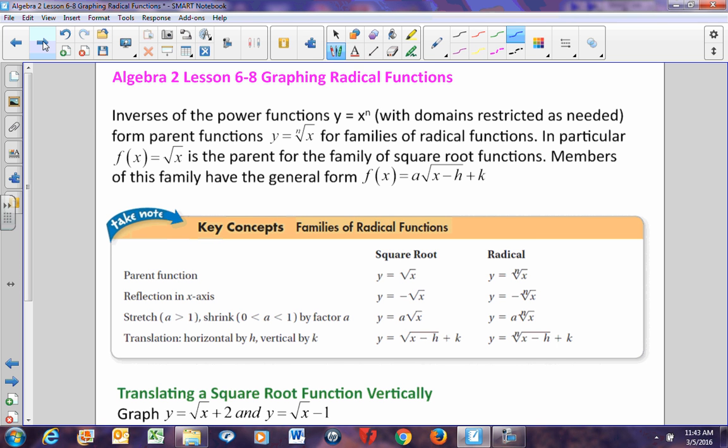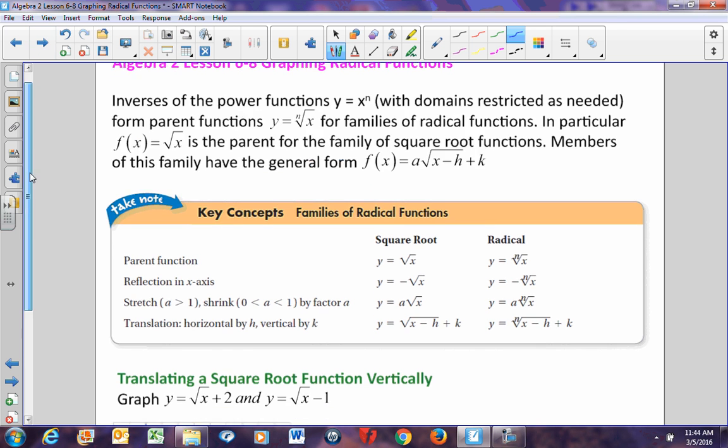So if the parent function is y equals the square root of x, the radical function would be y equals the nth root of x. For the reflection in the x-axis, you would take the negative on the outside of the square root. To stretch it, you would have a greater than 1. To shrink it, a would be a fraction. And translating it horizontally and vertically, just like you did every other function that we've had.